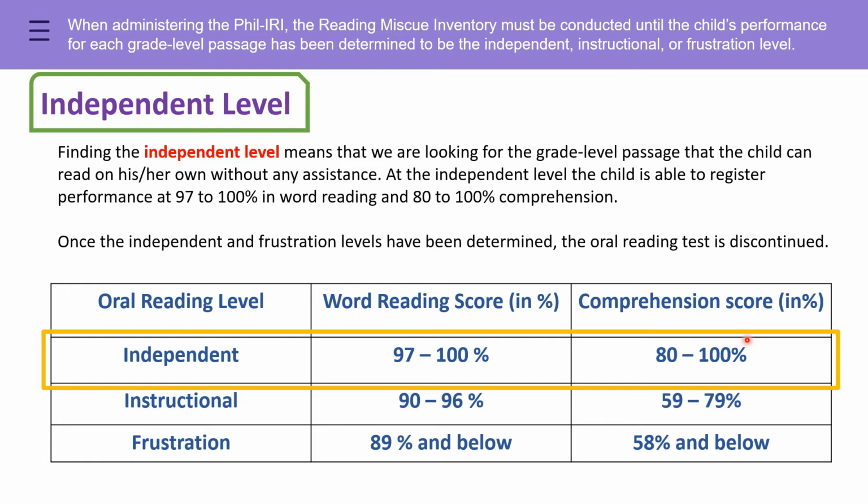At the independent level, the child is able to register performance at 97 to 100% in word reading, and 80 to 100% in comprehension. Once the independent and frustration levels have been determined, the oral reading test is discontinued.